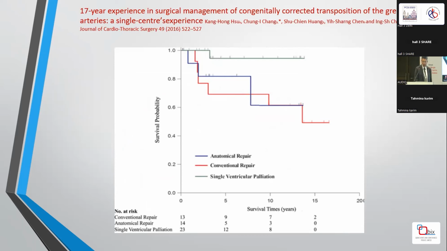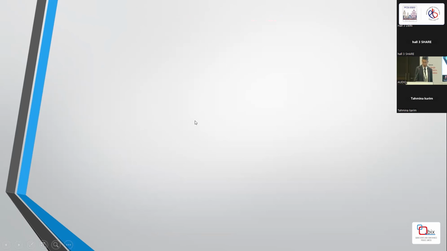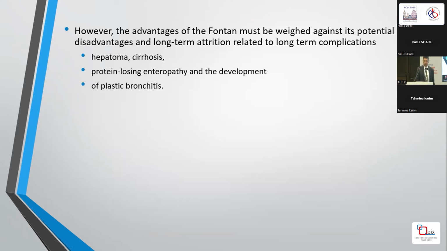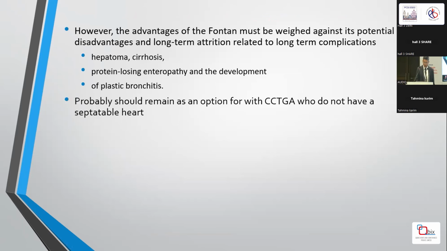So we have already ignored that the conventional repair is bad, but if you look at the anatomical repair and you look at the Fontan, Fontan does have an immediate survival advantage. The long-term disadvantages of Fontan, which we are worried about, are basically hepatoma, cirrhosis, protein-losing enteropathy, and plastic bronchitis.